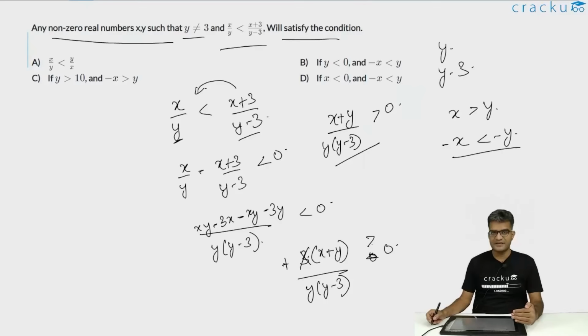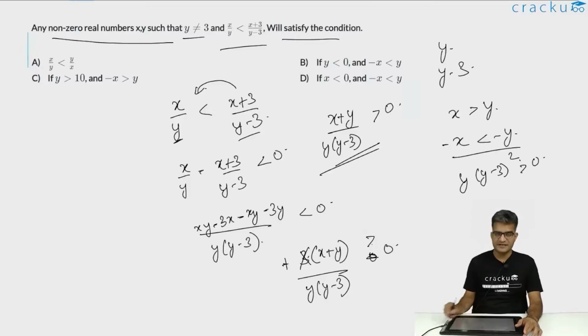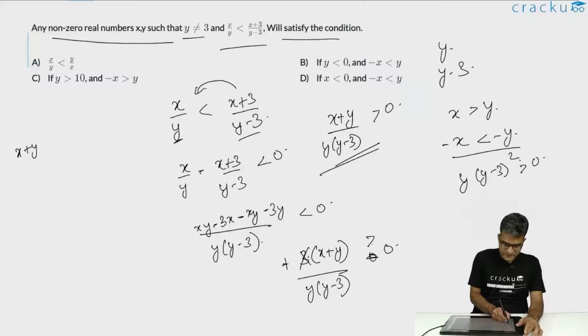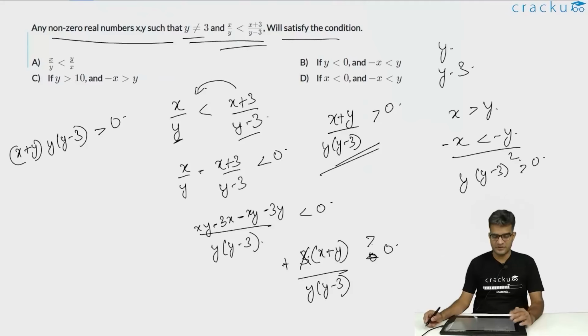Now you can multiply the left hand side and the right hand side with y into (y minus 3) whole square. Y into (y minus 3) whole square is greater than 0. So essentially what we have is (x plus y) into (y minus 3) is greater than 0. This is the inequality that we have. Just by simplifying it and removing the denominators, we are going to get this inequality.